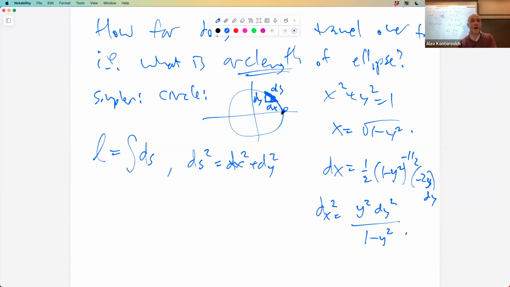Let's say we go from y equals 0. This is why I like y. Y equals 0 up to some y naught. Let's say we have some y naught. So the length of this bit of arc will be an integral from 0 to y naught.